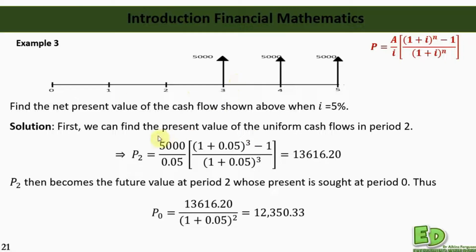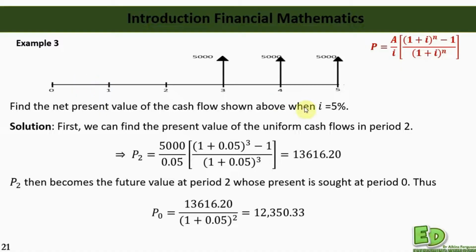So you take note of this. That is the 5,000 that you're receiving, the annuity, over the rate, times 1 plus the rate raised to the power 3. We know it is 3 years, so 1, 2, 3. But it brings us here, not to year 0 directly. Minus 1 over this. That will give you 13,716.20. It will bring you to year 2, but not year 0.